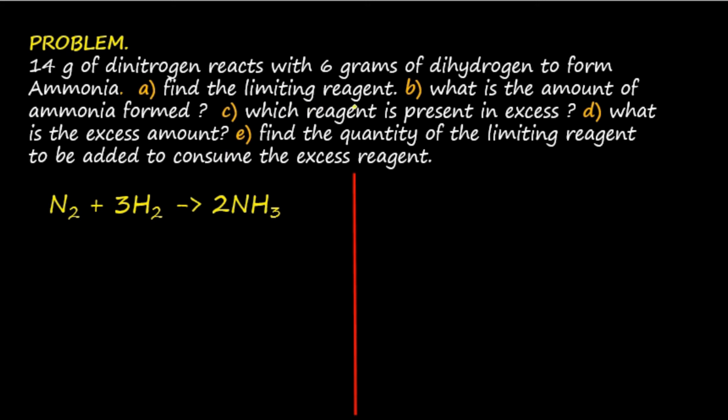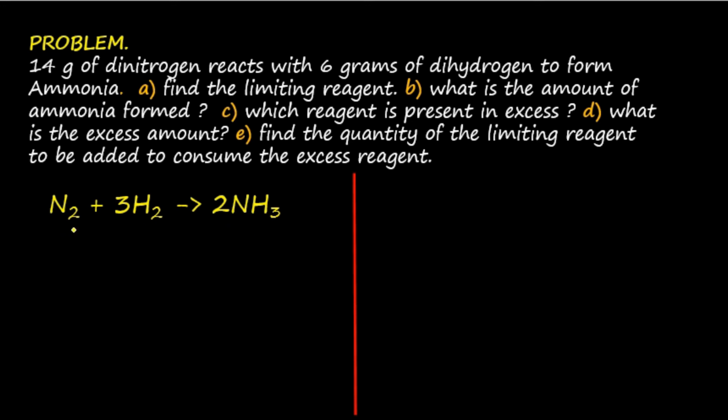We have to find out the limiting reagent, amount of ammonia formed, identify the reagent which is present in excess, what is its excess amount, find the quantity of the limiting reagent needed to consume the excess reagent. So let us start by writing the balanced chemical equation. I have already written the balanced chemical equation here. We will proceed with the problem.